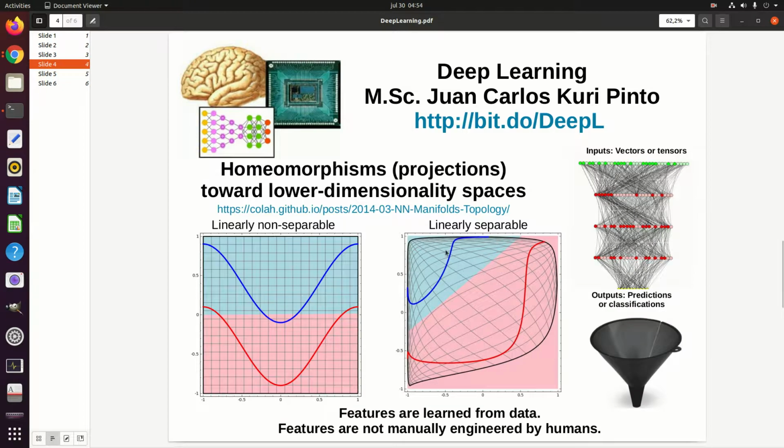Neural networks are just homeomorphisms, or projections from higher dimensionality pattern spaces toward lower dimensionality feature spaces. Usually, the original pattern is not linearly separable, but the projected feature space is linearly separable. Features are learned from data. Features are not manually engineered by humans. Neural networks act like a funnel that compresses inputs and produces a condensed output of salient features.